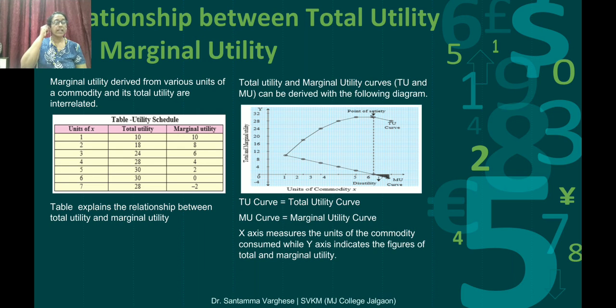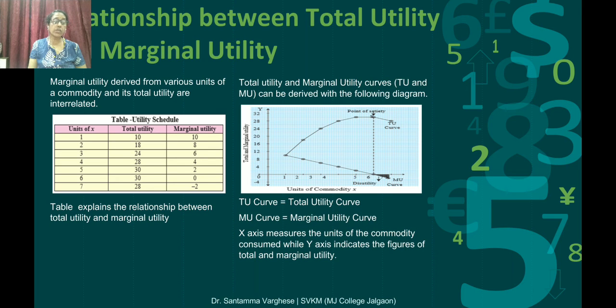In the chart schedule, likewise you can see 30, 30, 28. In the marginal utility, first 10, 8, 6, 4, 2, 0, minus 2. You can see that total utility is increasing: 10, 18, 24, 28, 30, 30, it becomes stable, and again it decreases to 28. You can see there is an increase in total utility, and in marginal utility there is a diminishing: 10, 8, 6, 4, 2.